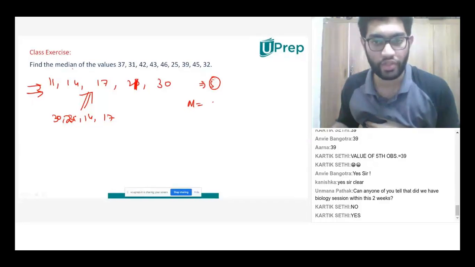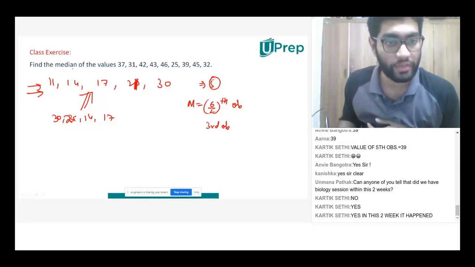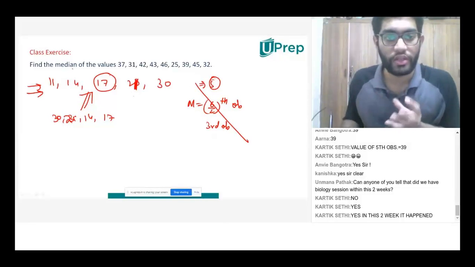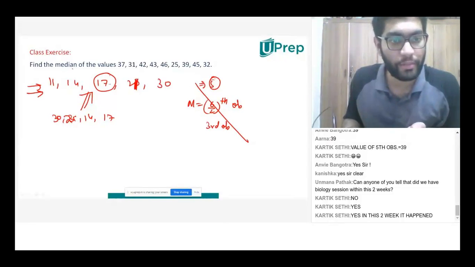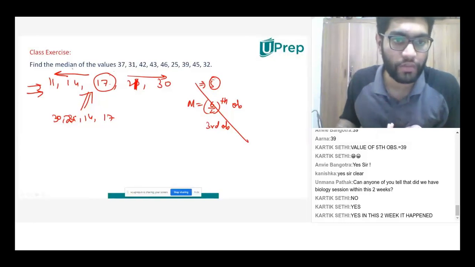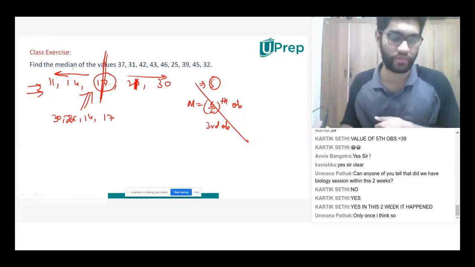The median is the n plus 1 by 2th observation. That is the 6 by 2th observation, that is the third observation. Correct? The third observation is 17. Now, even if you chuck the formula, think logically. If I take the middle number, the number of terms to the left are exactly equal to the number of terms to the right. That is, 17 is the middlemost term. That is how 17 becomes the median.